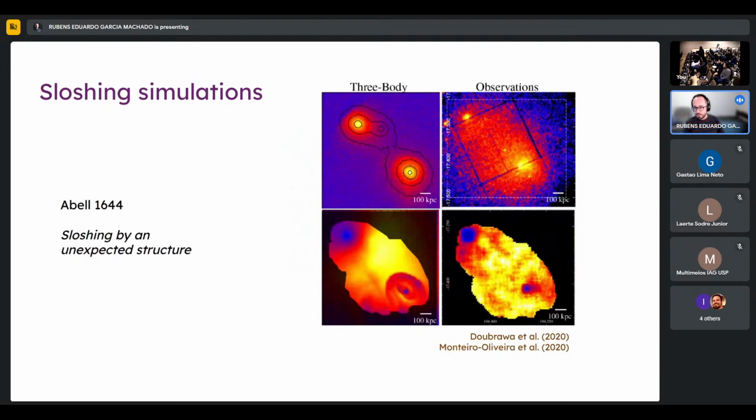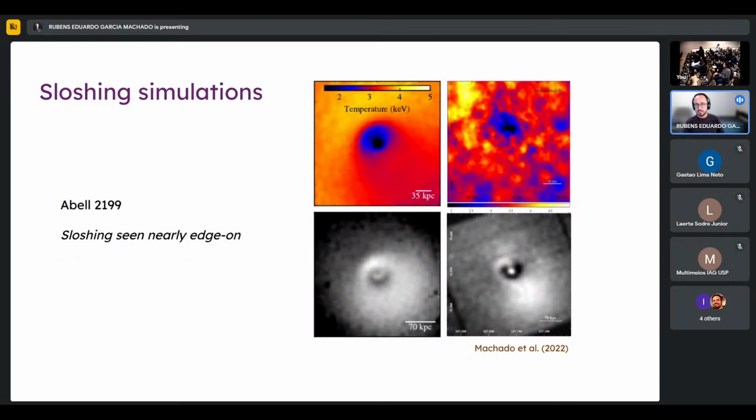Quickly here, this is another example that a former student of mine, Nadia Dobrev, simulated during her master's degree. Also a cluster with a sloshing spiral, in this case caused by a recently discovered structure. Last year, we also studied this phenomenon of sloshing spirals in the case of a galaxy cluster that appears to have undergone this process, but with a high inclination angle. In other words, this is possibly a cluster with a sloshing spiral seen nearly edge-on.